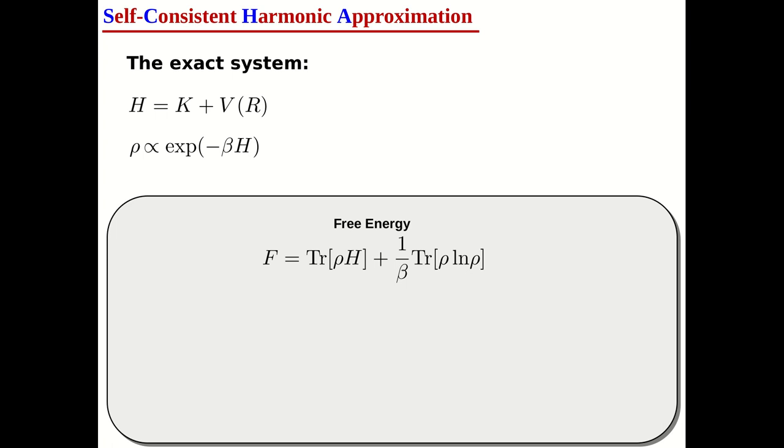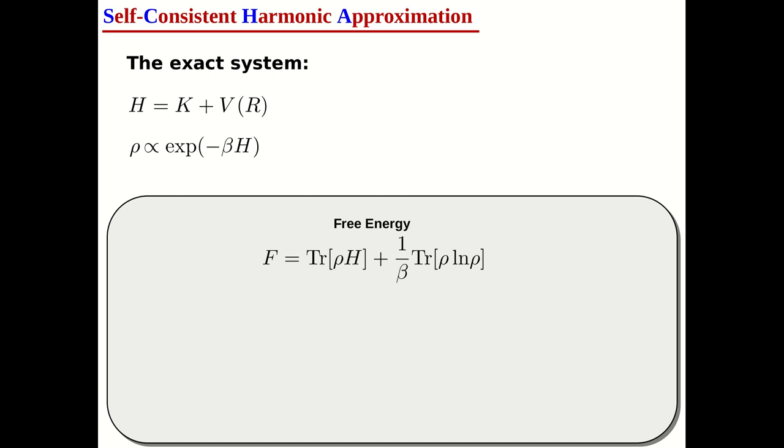So here with H, I am indicating the exact Hamiltonian of the nuclei. K is the kinetic part of the Hamiltonian, and V of R is the potential energy of the ions, where R is a collective variable that describes the configuration of the ions, of the nuclei. So essentially, V is the potential energy surface that you can compute, for example, by using any DFT code, or for example, with empirical potentials.